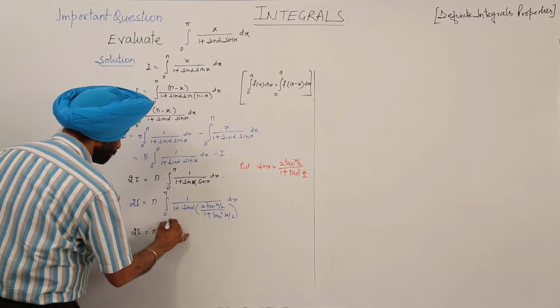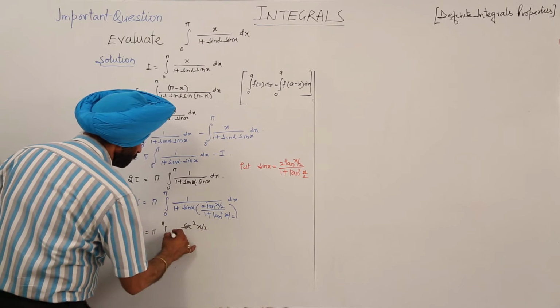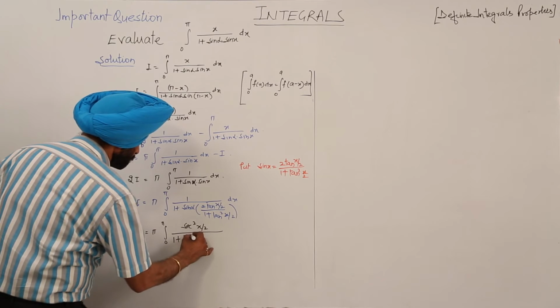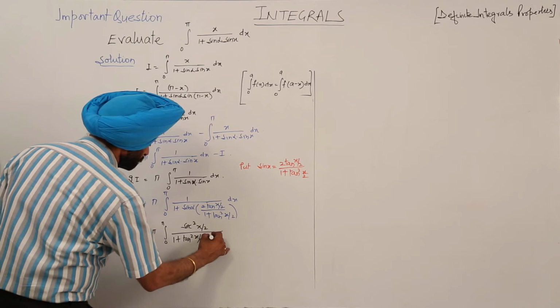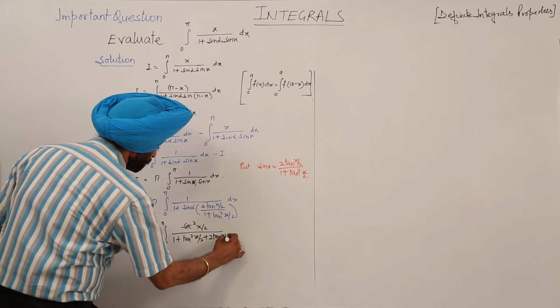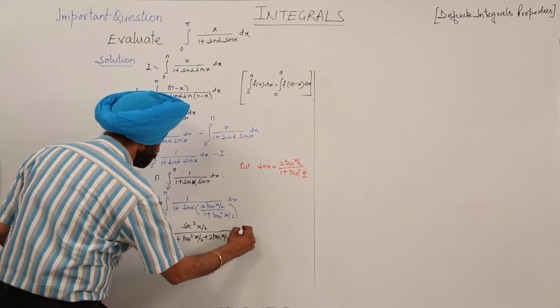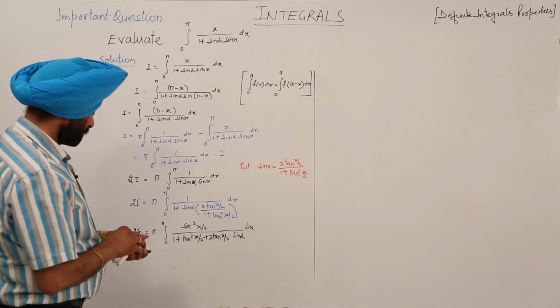Now this becomes integral 0 to pi of secant square(x by 2) upon 1 plus tan square(x by 2) plus 2 tan(x by 2) sin alpha dx.